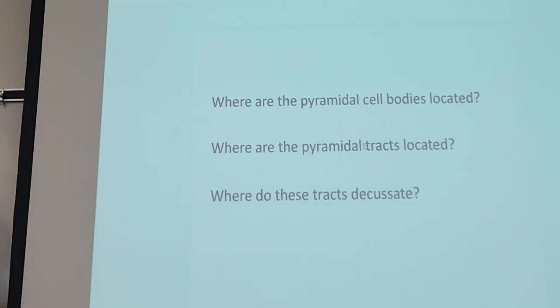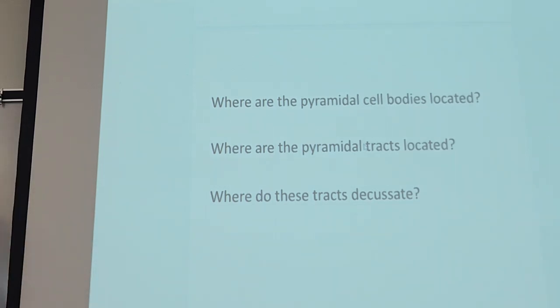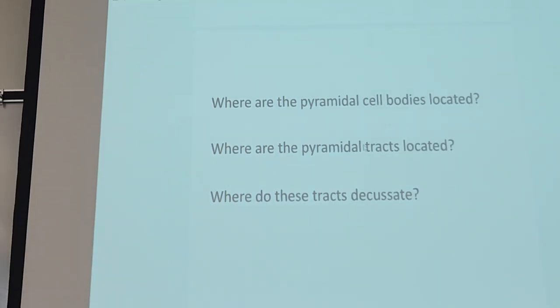Where are pyramidal cell bodies located? So how did we define clusters of gray matter in the CNS? What did we call that? Yeah, basal nuclei or brain nuclei, right? That's where we're going to find pyramidal cell bodies, in clusters of gray matter in the CNS, okay?